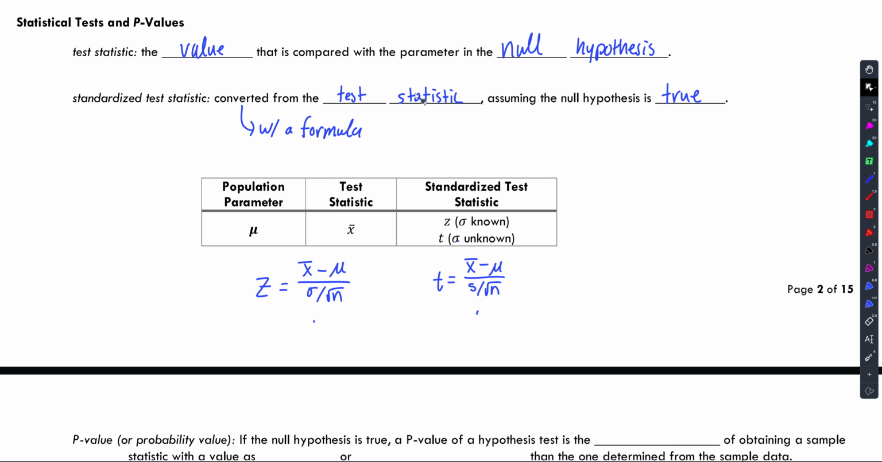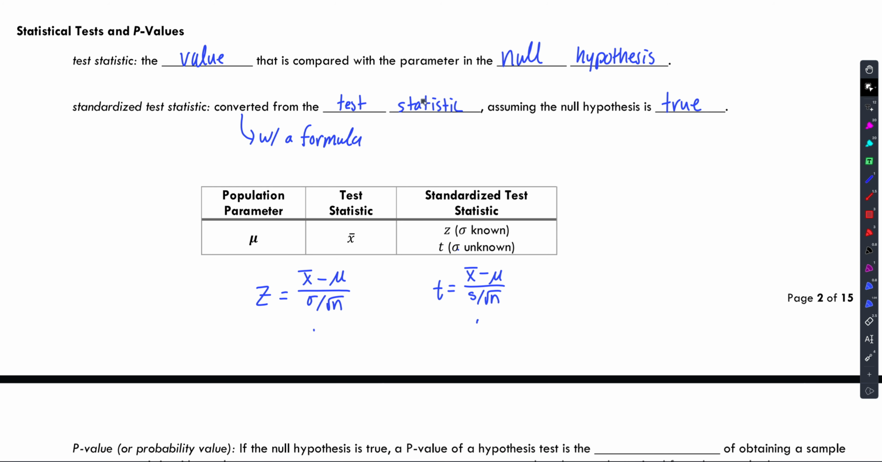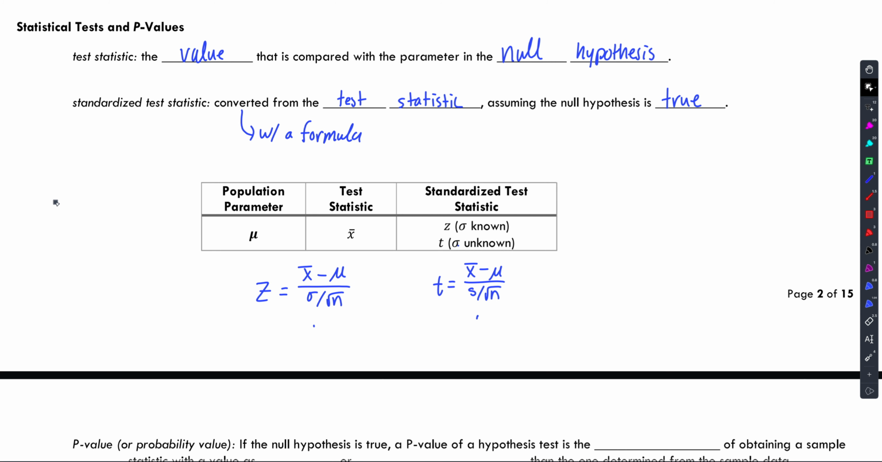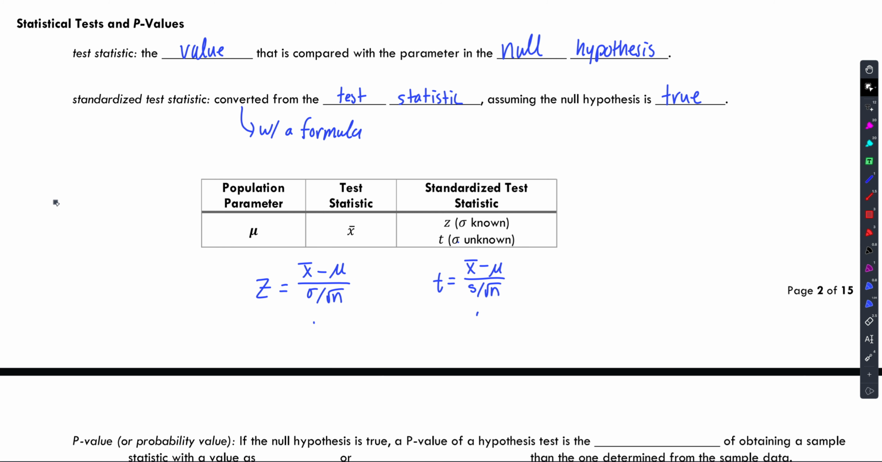Okay, good morning. All right, we left off talking about statistical tests and p-values. I don't think I gave this to y'all in second hour here. So write down those formulas for me, please.